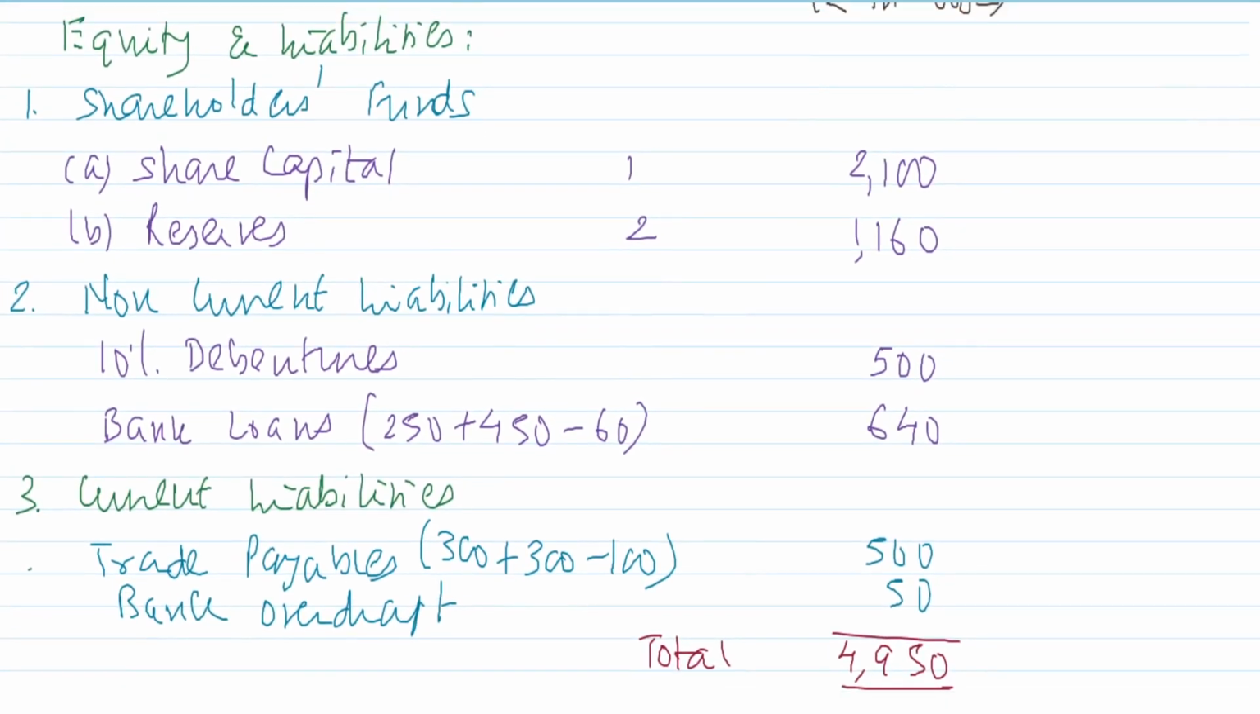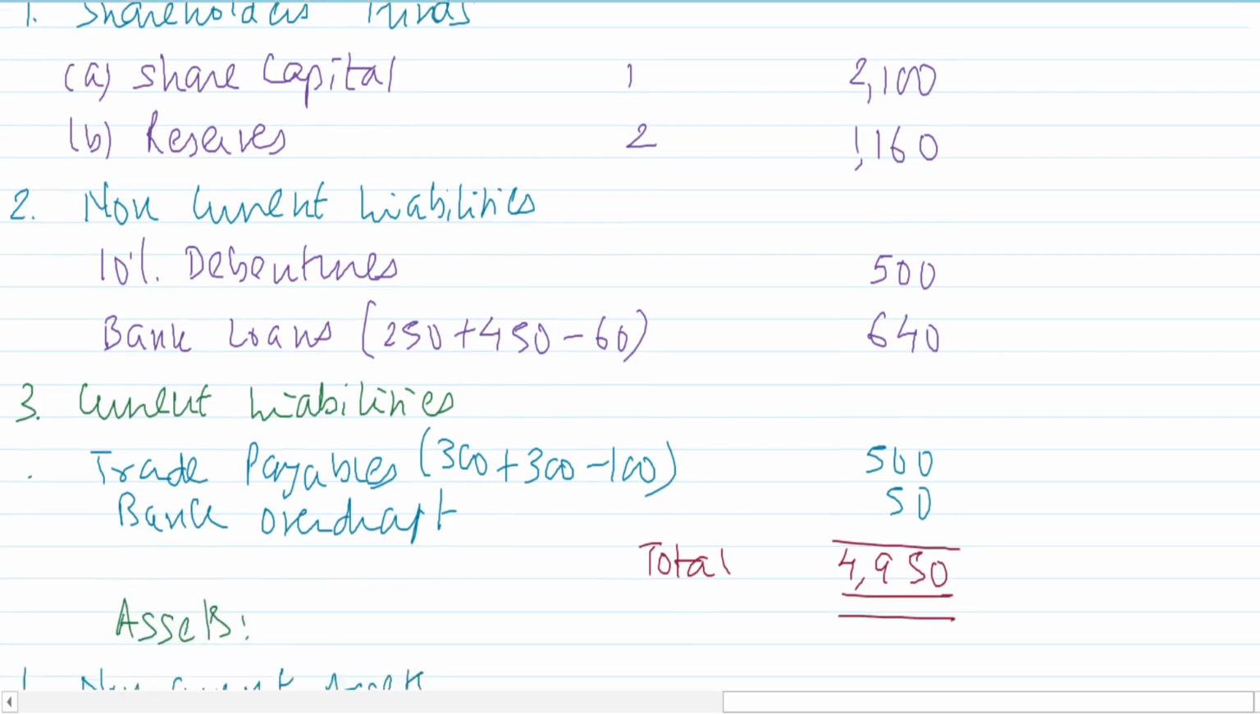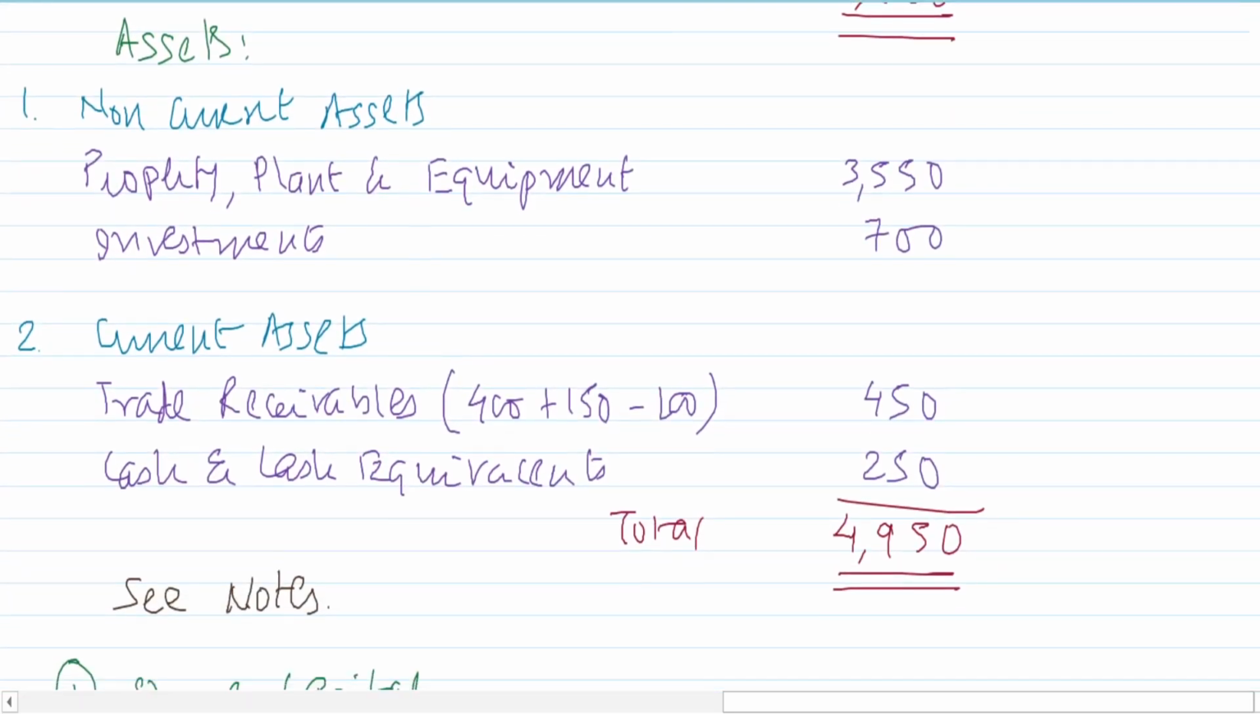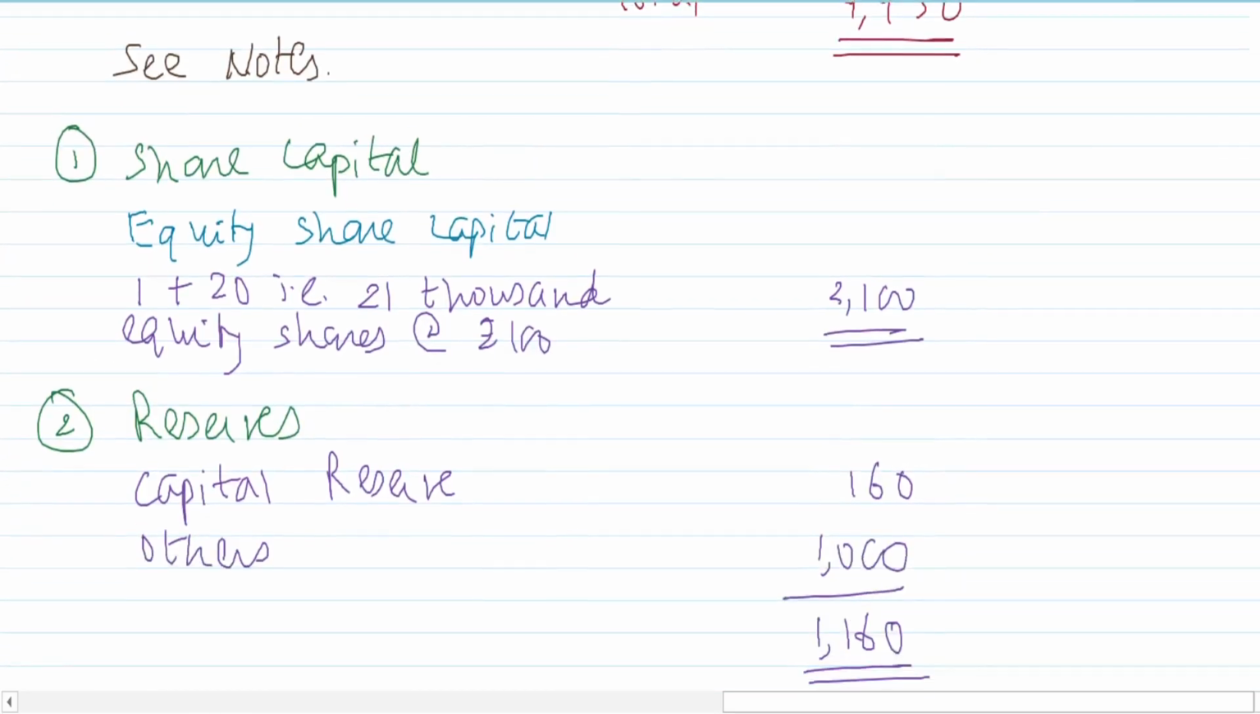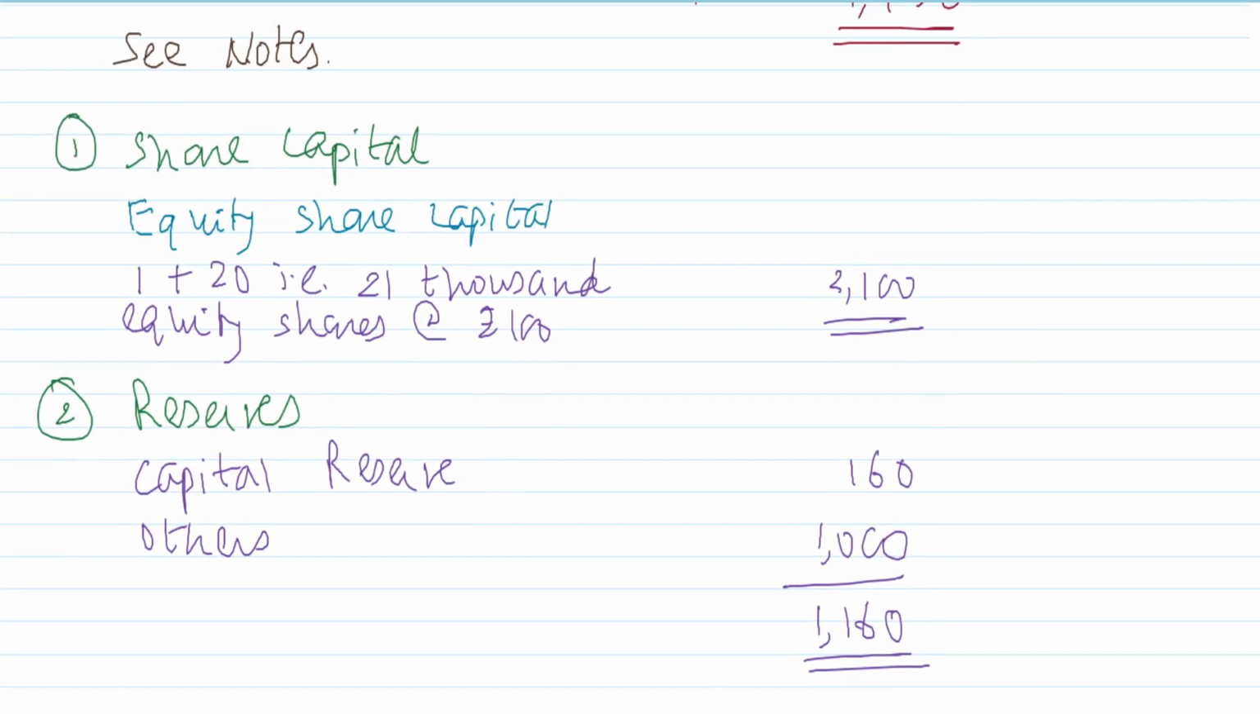So that's your equity and liabilities. You can pause the video here if this is what is pending for you. These are your assets. You can pause the video here if this is what is pending for you. And finally, these are the notes if that's what is pending for you. That's the last piece of the solution.